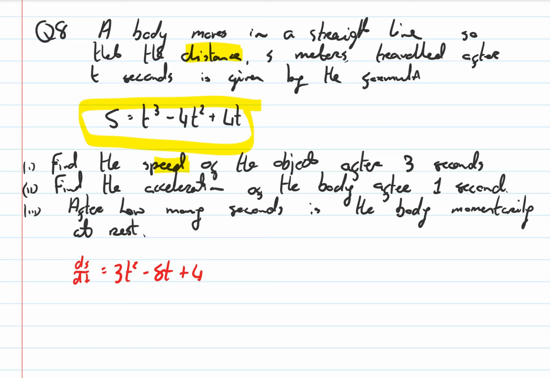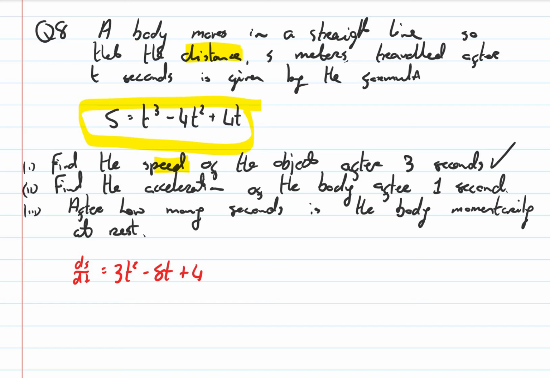And when we put 3 in for t, we get 7 meters per second. So if we put 3 in for t there and there, multiply that, we get 7 meters per second. Right, and that's that done.